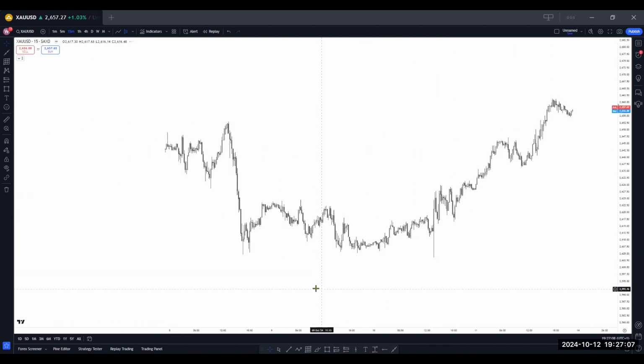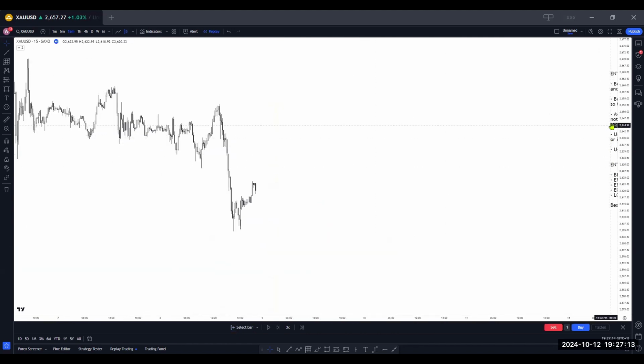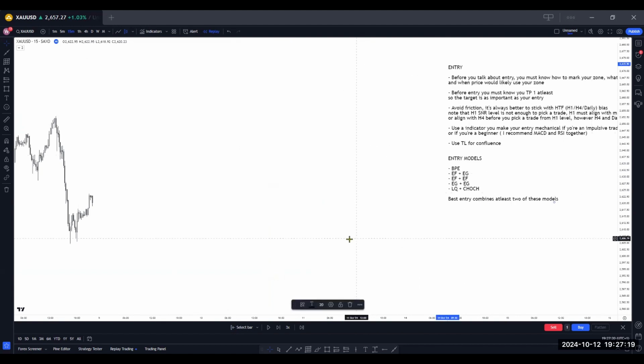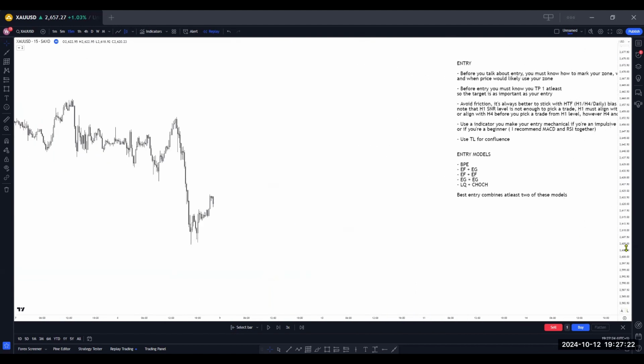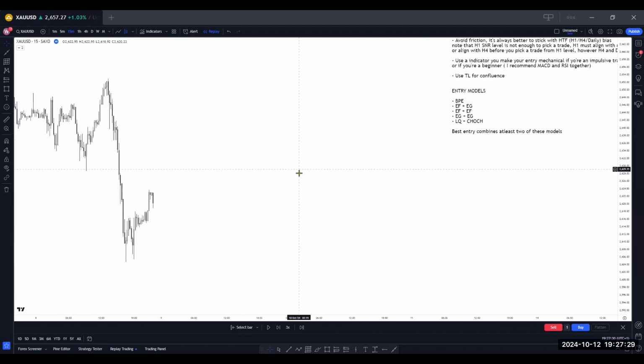So let's say from here, let's just use the replay button. Technically, our entry time frame is going to be M5, M15. We're not going to go below M5, and we're not going to go above M15. Can you get entries above this time frame? Yes. Can you get entries below this time frame? Yes. But for the sake of this tutorial, we're just focusing on entry.